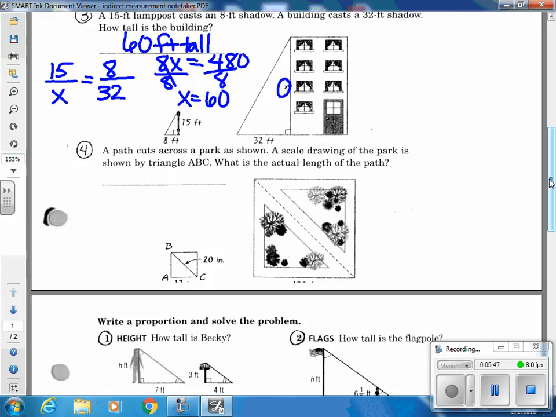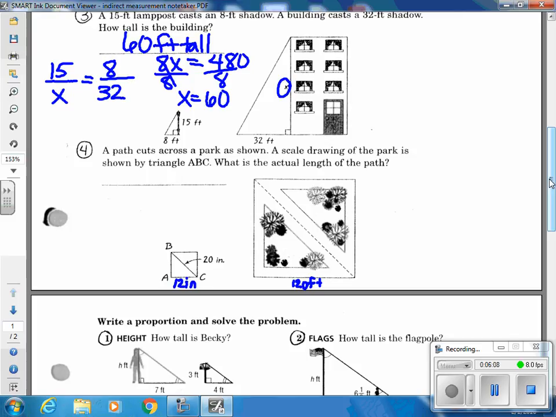On the bottom of the little square, that's a 12 at the bottom, 12 inches. And then on the big square, that is 120 feet. That got cut off. So let's go ahead and work this one out. It says a path cuts across a park as shown. A scale drawing of the park is shown by triangle ABC. What is the actual length of the path?